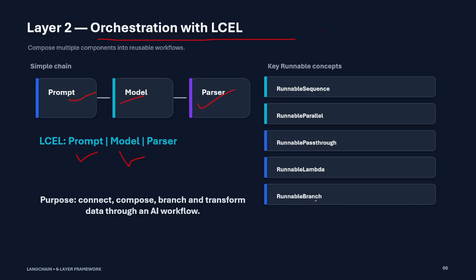Runnables like runnable branch, runnable lambda, runnable passthrough, runnable parallel, runnable sequence. So this is basically an example of the runnable sequence. Here the output of one we are taking as the input of the second. Output of the prompt goes as an input of the model, and output of the model goes as an input of the parser. So this is the flow.